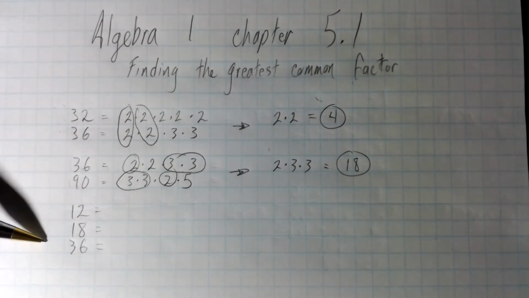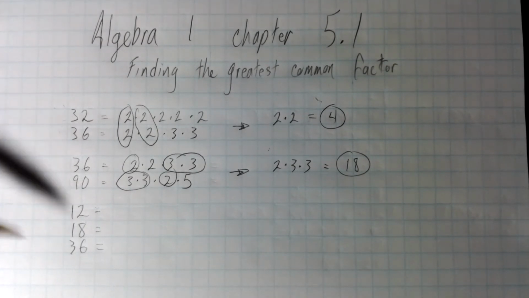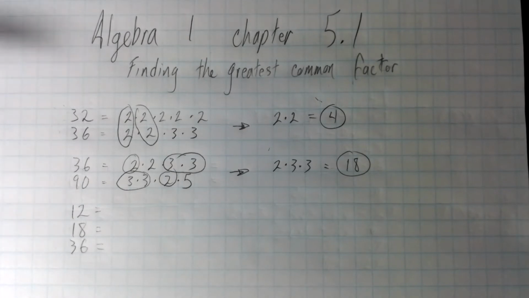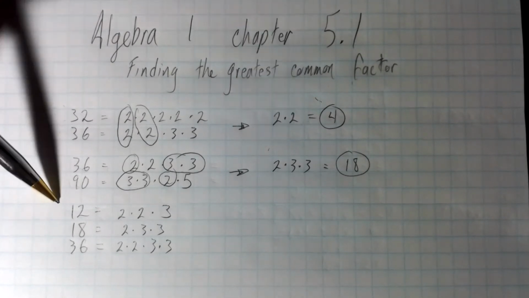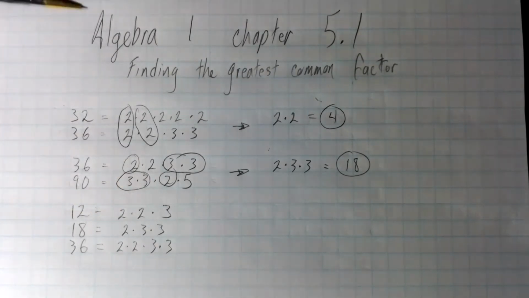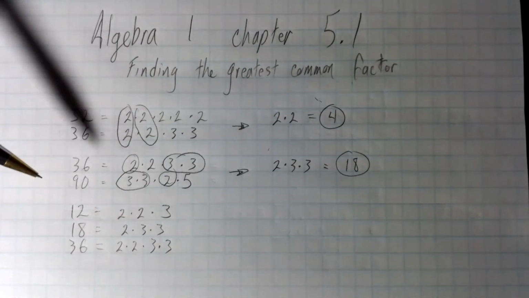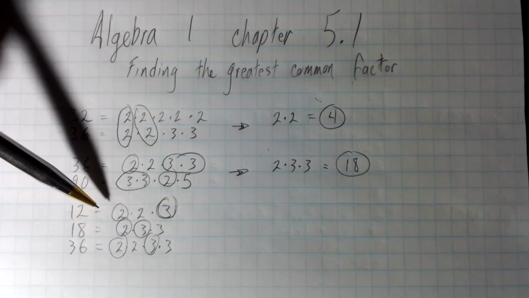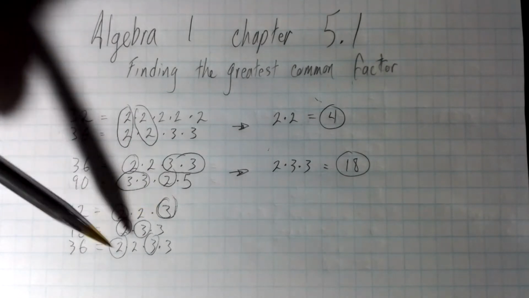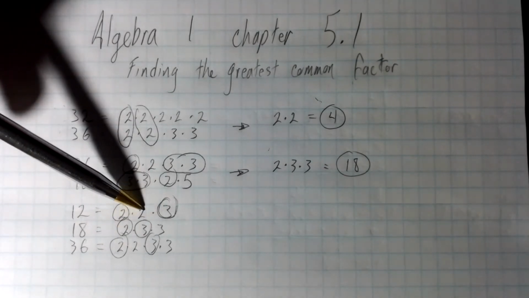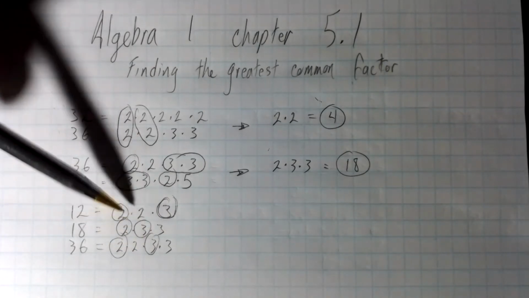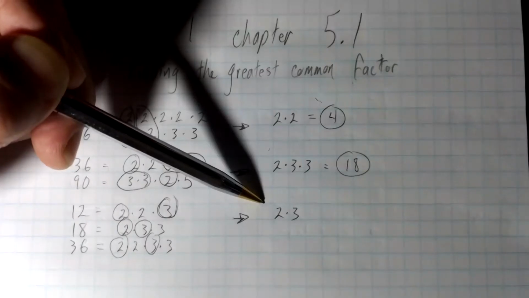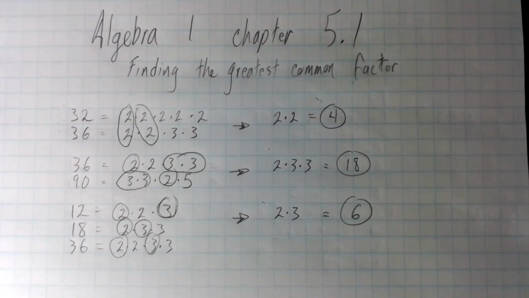Here are my next three numbers, 12, 18, and 36. Again, I'm going to do the same with 36. And I actually had 18 also. 12 should be easy enough, 2 times 2 times 3. Okay, let's see what each of these have in common. They all have a 2, and they have a 3. But at this point, that's all they have in common. There's a 2 here, there's a 3 here, there's a 2 and a 3 here, but that's it. So 2 times 3 is the common factor, which is 6.